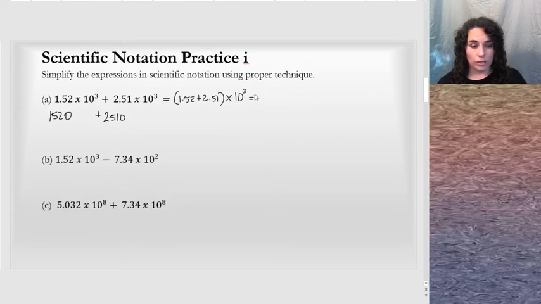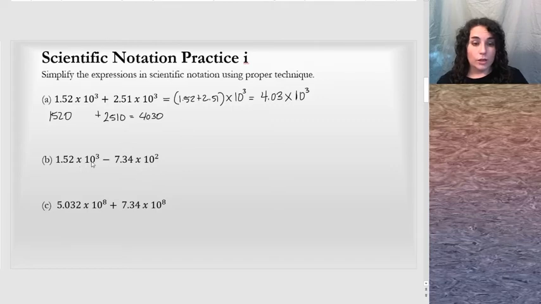So I'm going to go ahead and do that. I did this before, and I know the answer, you can plug this through the calculator yourself, it is 4.03. These two numbers added up is 4.03, and then it's times 10 to the third. And that makes sense. When I add these two numbers up, I'm going to get 4,030. That's what that says. Okay.